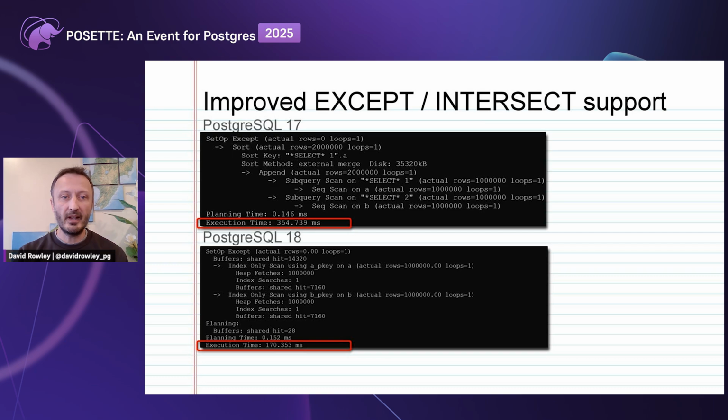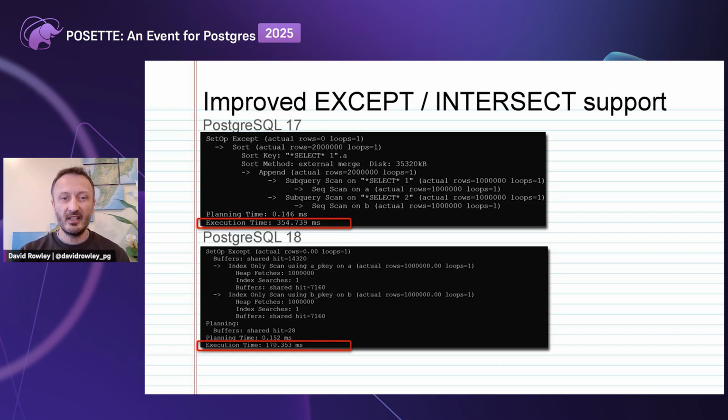So on the top box with Postgres 17, I think the biggest thing to pay attention to is probably the execution time here. And for Postgres 17, that's 354 milliseconds. And for Postgres 18, it was about twice as fast. And there's a few details here that are quite interesting with Postgres 17.